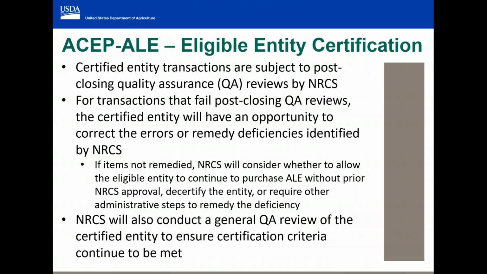figure out what the appropriate next steps are in terms of whether the entity would continue to purchase ALEs still remaining on that agreement without approval, or if it becomes a situation where the relationship becomes much more traditional again and the entity functions more like a regular eligible entity rather than a certified entity, or depending on the extent of the issues, there are paths to decertification or other administrative steps needed to remedy the deficiency.